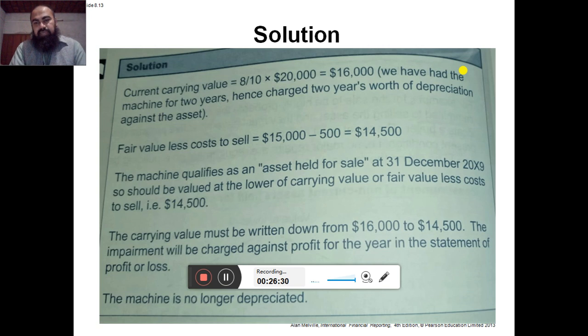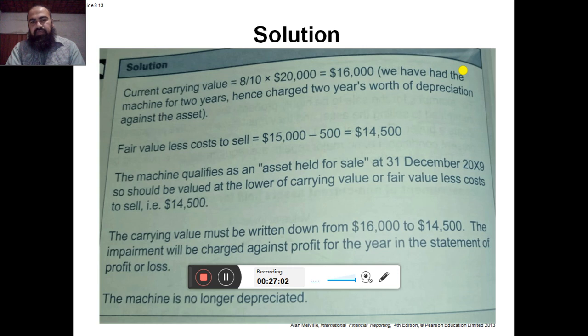Now the next step is very interesting for the accountants. There is some work for the accountants. The asset is appearing at its book value or carrying value of $16,000 in the books of accounts, and we have now decided its value to be $14,500. So what would be our next task? The accountants will have to pass an entry for the impairment loss.